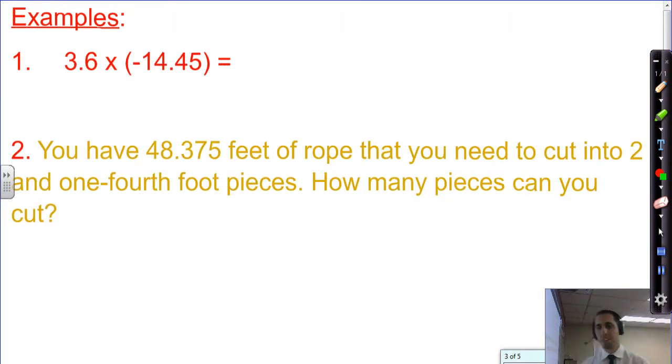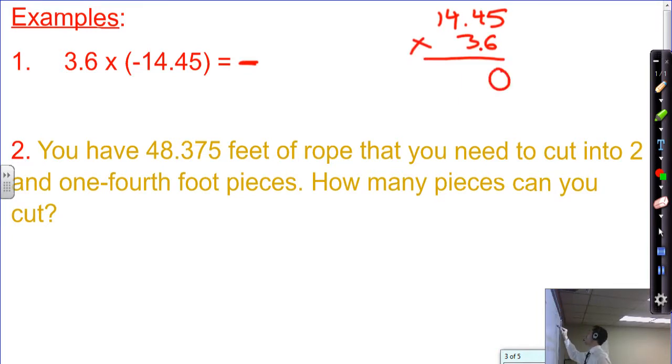Let's do 2 examples and then I'll set you loose. First one says 3 and 6 tenths times negative 14 and 45 hundredths. The first thing I want to think about is when we're multiplying a negative and a positive, the signs are different, so our answer is negative. Now let's just do this multiplication. 14 and 45 hundredths times 3 and 6 tenths.